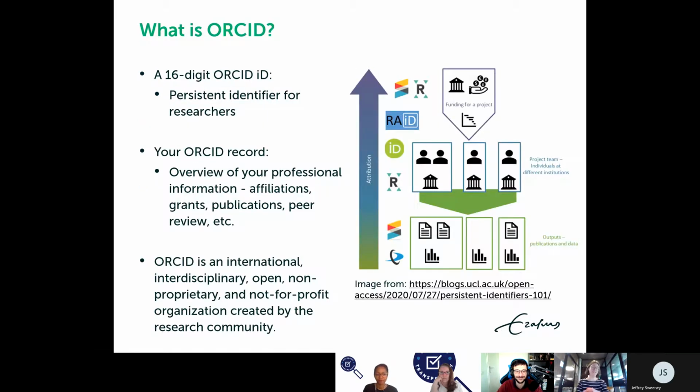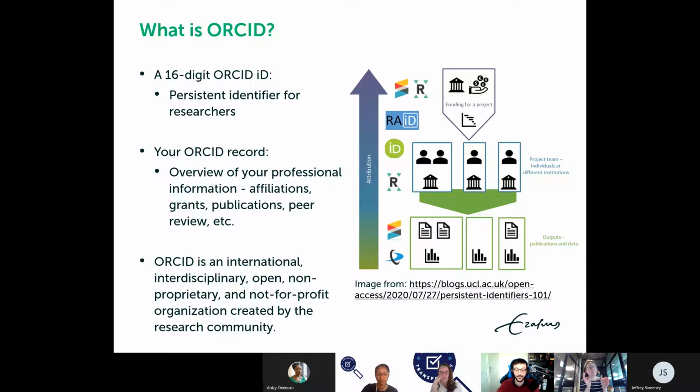So about ORCID, you probably already know ORCID ID is a persistent identifier used for researchers. It's 16 digits long. And with that number, you also get your ORCID record, and that's where you can add everything related to your professional life. So the universities you worked, the grants you received, the publications like journal articles, data sets, preprints you published, peer review you've done, that can be added to your record.